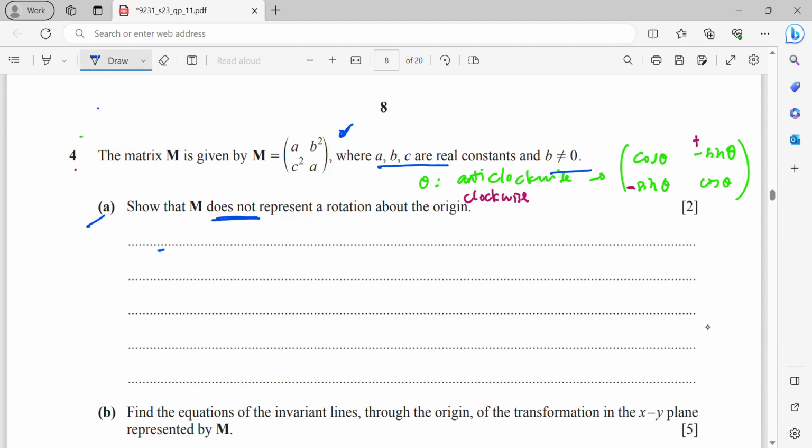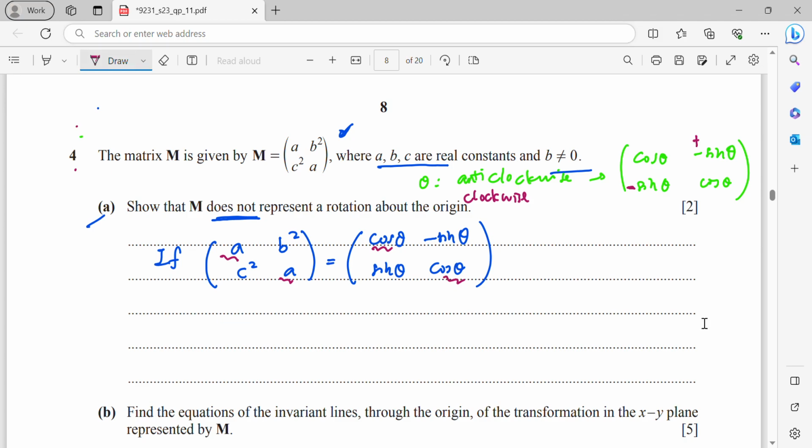So now if I need to let it be a rotation first, then from there I will prove it is not, which is by contradiction. So A, B squared, C squared, A, this is a given, M, equals cos theta, negative sine theta, then sine theta, cos theta. Okay, so from here, when you equate them, you see the A is cos theta. But now I need to compare the squares. B squared is negative sine theta.